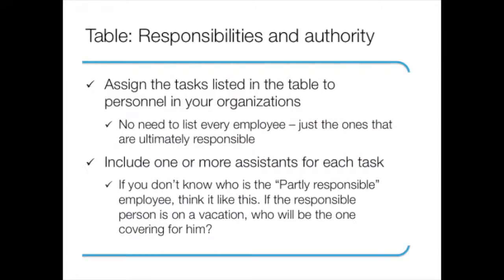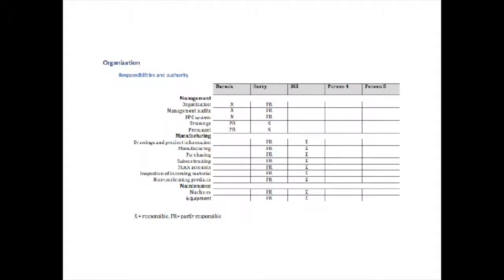The first table, Responsibilities and Authority, is used to assign employees responsibilities and authority. Now assign the tasks listed in the table to someone. Naturally, you don't need to list each employee here, just the ones who have the ultimate responsibility of the given task. Also include one or more assistants for each task. If you don't know who the responsible employee is, think of it like this. If the responsible person is on vacation, who will be the one covering for them? You can basically do this any way you choose, and after you're done, it should look something like this.